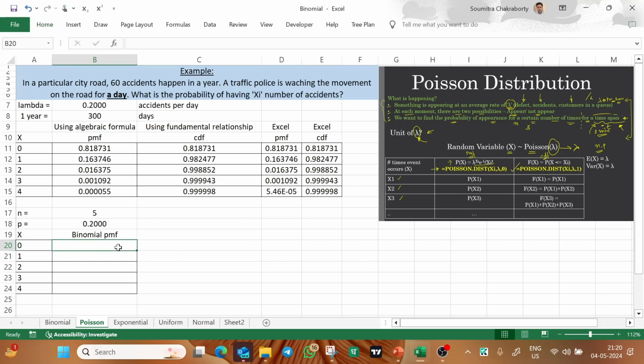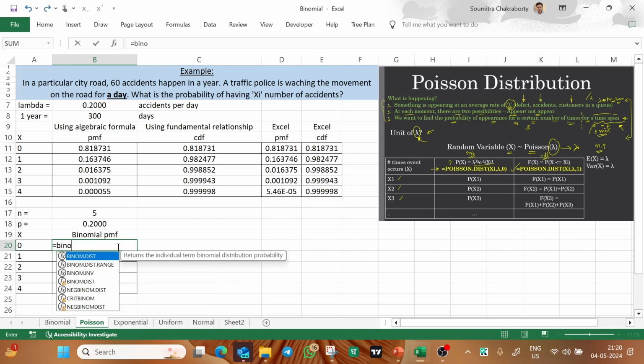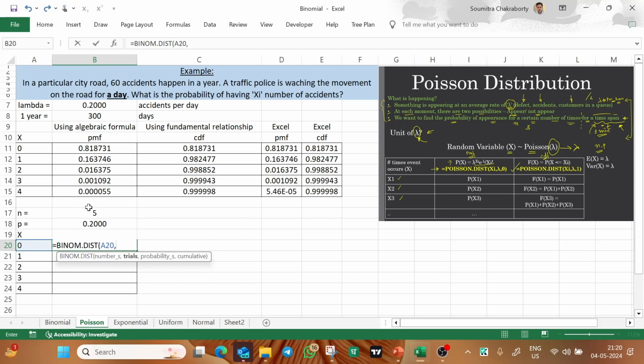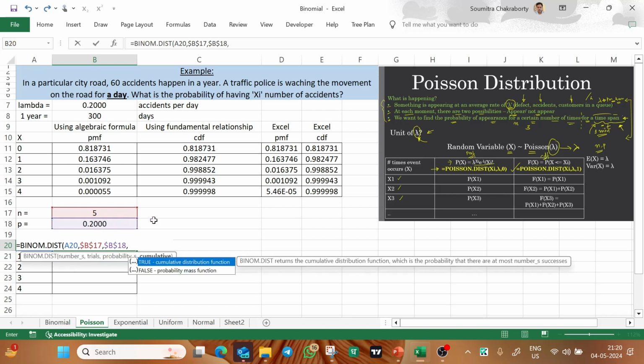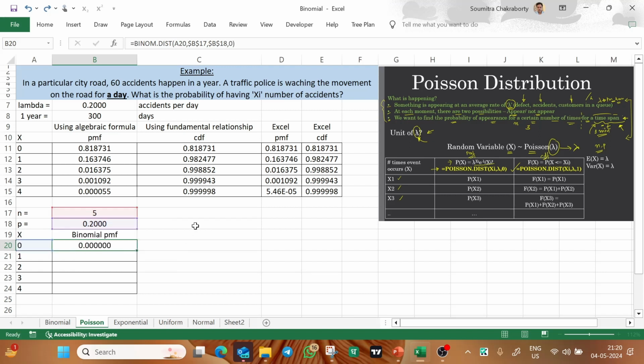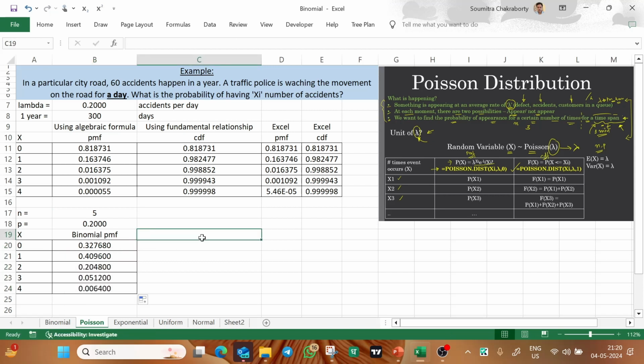We use the BINOM.DIST formula. Numbers is your x, trials is n, then probability is p, and cumulative. Is it the cumulative distribution function? No, it is the probability mass function, therefore false. That means 0. So here is your equivalent binomial PMF.